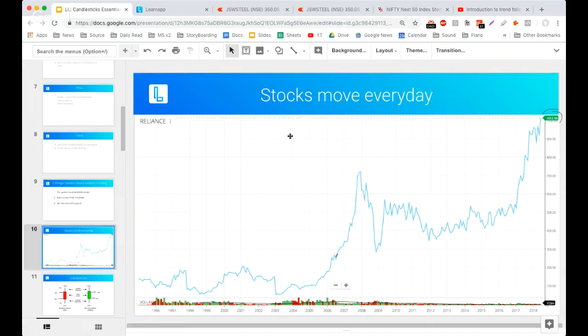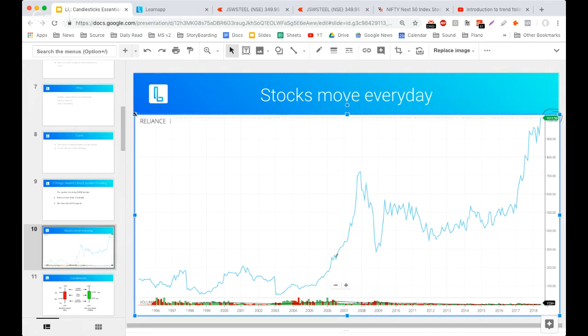Okay, now if you look at this, this is Reliance from 1996 all the way to 2018. What kind of chart is this? Who can tell me? Ye kaun se tarika ka chart hai? Yes, that's right. It's a line chart, right? So the line chart starts from 96 all the way to 2018 and only plots the close of the day. Now, since this is a very long term, it's probably plotting the close of the month. It's probably a monthly time frame. But the point is, it is plotting only the close of that time frame.